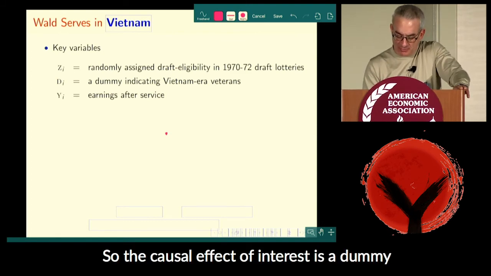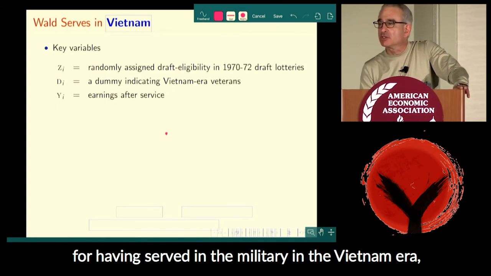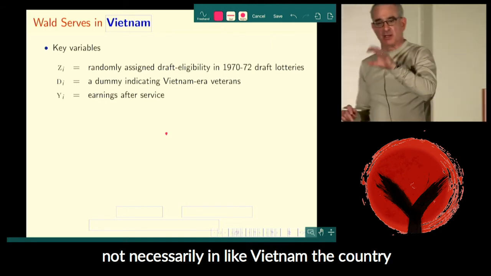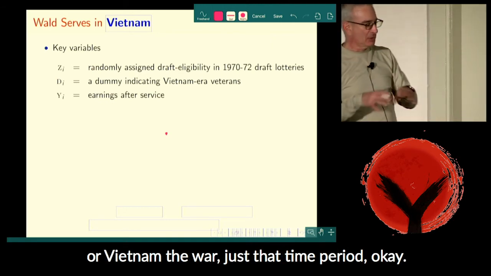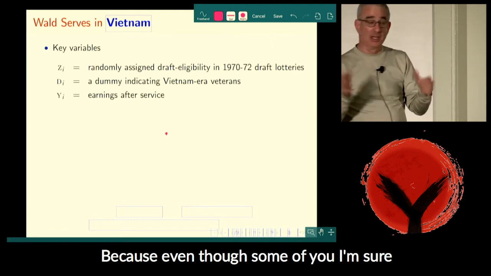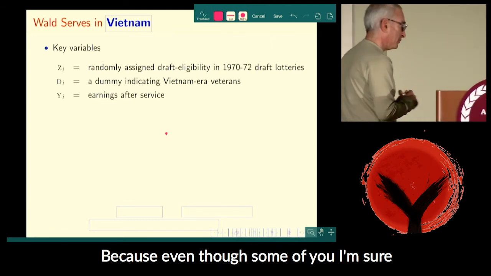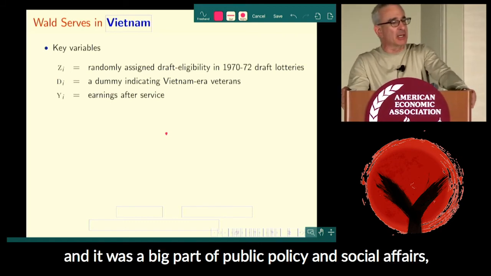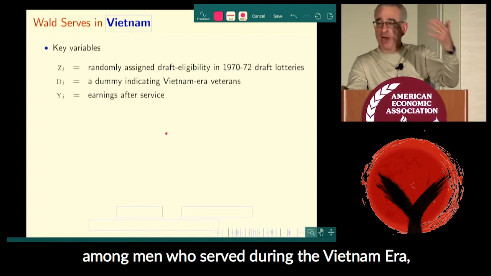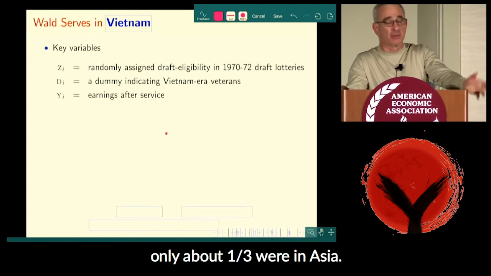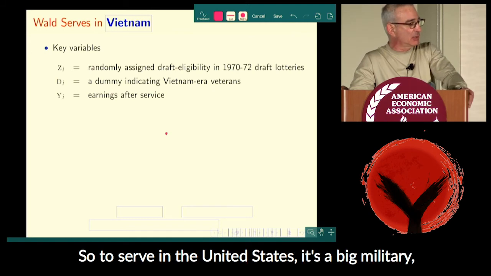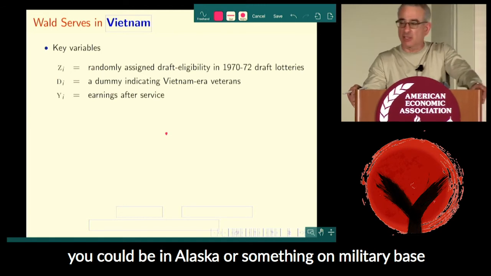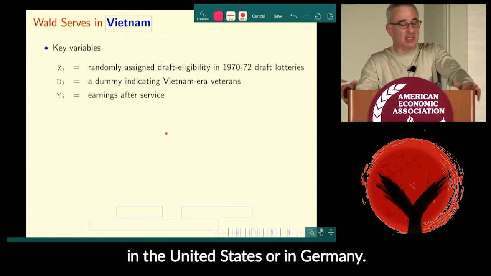So the causal effect of interest is a dummy for having served in the military in the Vietnam era, not necessarily in Vietnam the country or Vietnam the war, just that time period, okay? Because even though some of you, I'm sure, remember the Vietnam War, and it was a big part of public policy and social affairs, among men who served during the Vietnam era, only about a third were in Asia. So to serve in the United States, it's a big military.